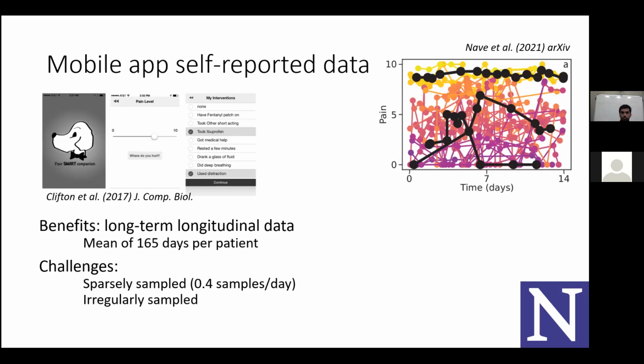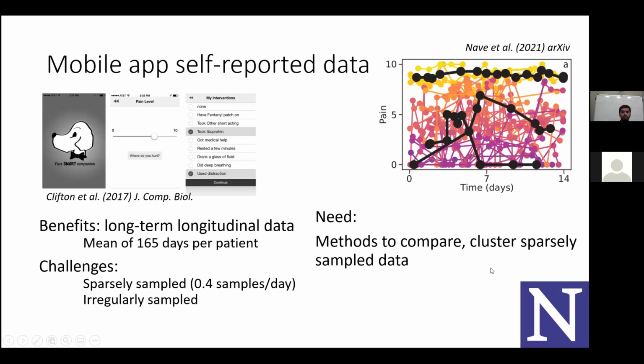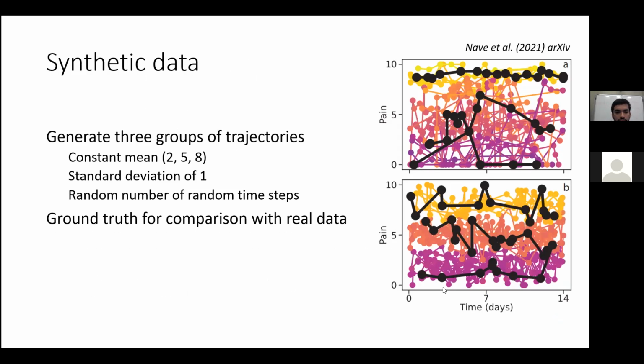So on average, people reported 0.4 times a day, every other day or so. The time scale on this axis in the top right is 14 days. And so we have one example where this person reported 4 times, and at the top, somebody reported, I haven't counted, close to 15 times. And so the need is for methods to compare, and I've been interested in clustering to get at the different ways that people experience pain. So we need methods to compare and cluster this sparsely sampled data. So we also generated some synthetic data so that we had a good sense for a good answer.